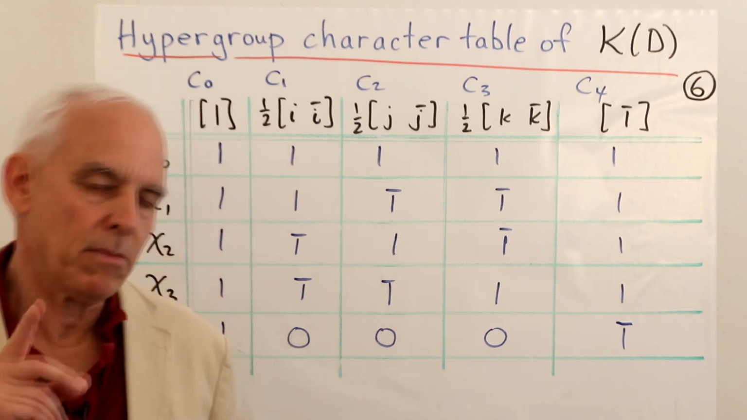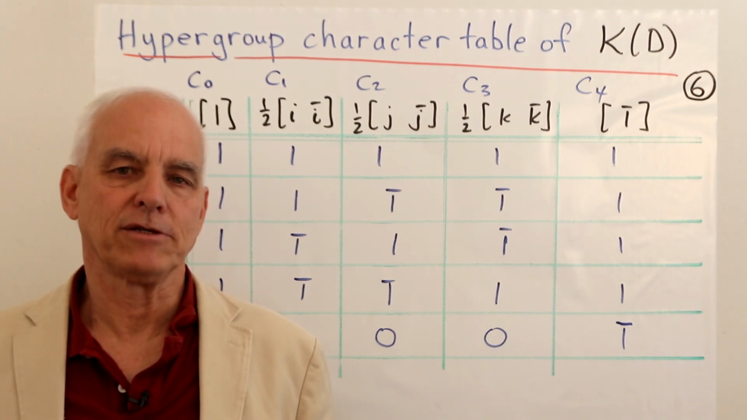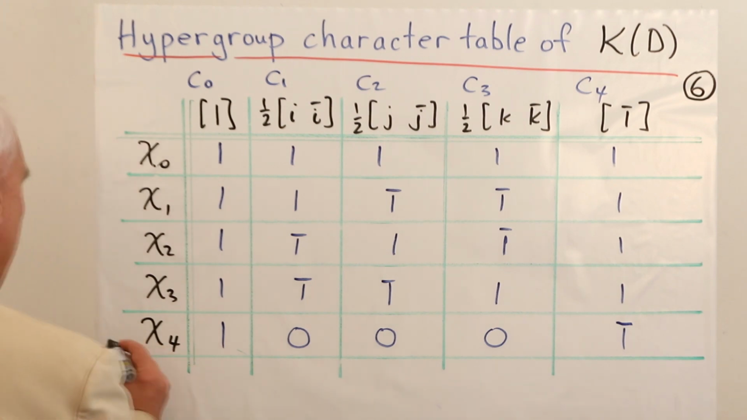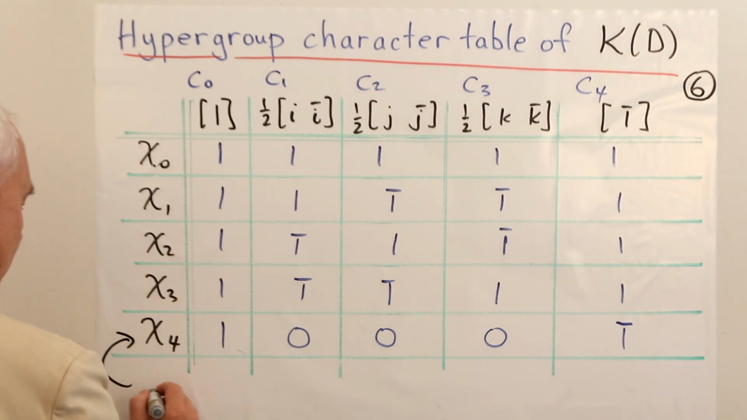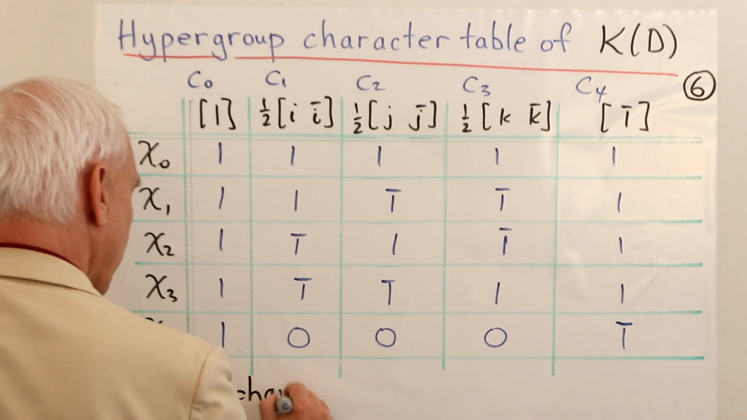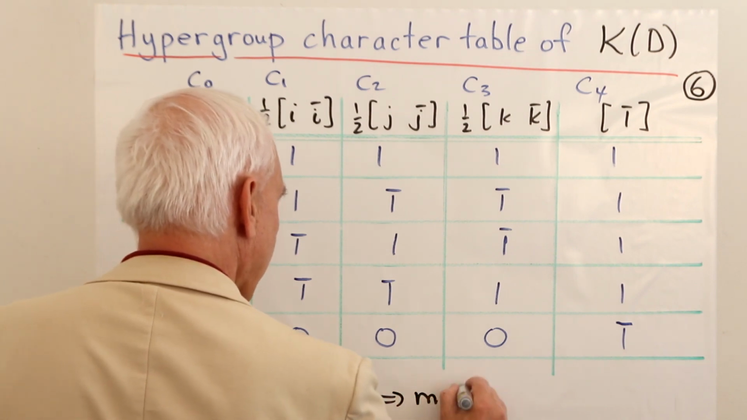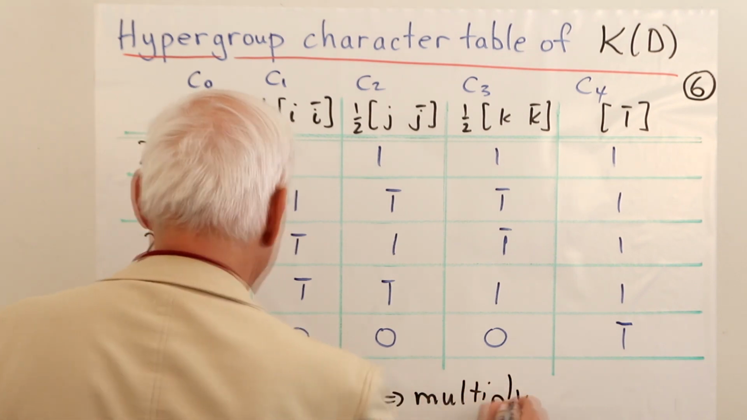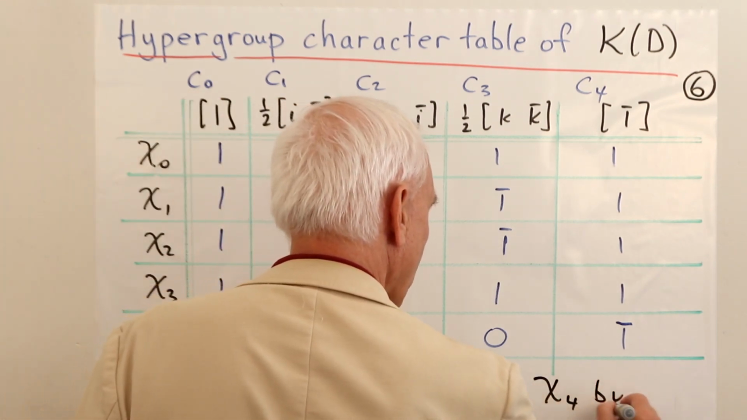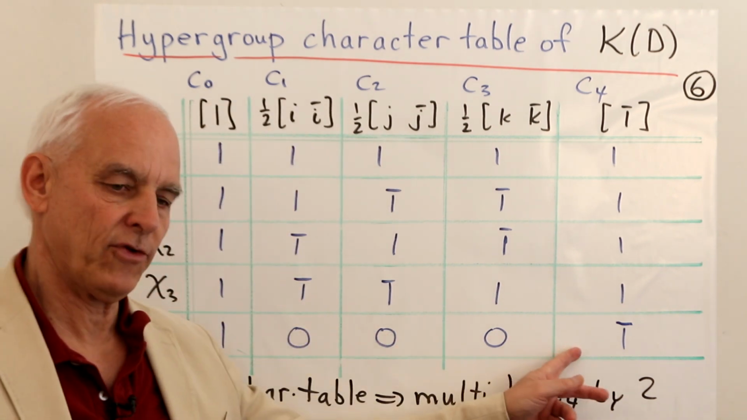So what's the connection between this and the more traditional group character table that, say, a chemist is likely to know about? Well, the group character table is exactly the same as this. For the group character table, we need to multiply this chi4 by 2. So the entries are 2, 0, 0, 0, minus 2.